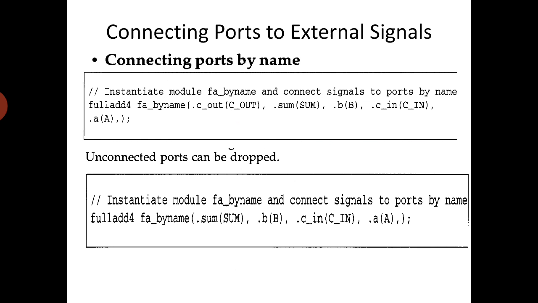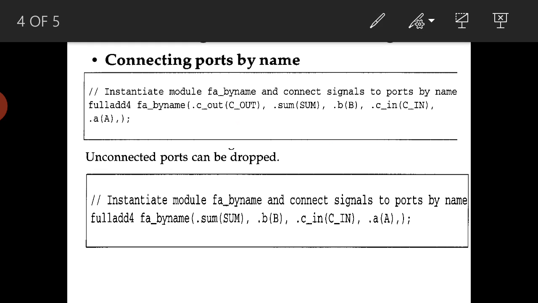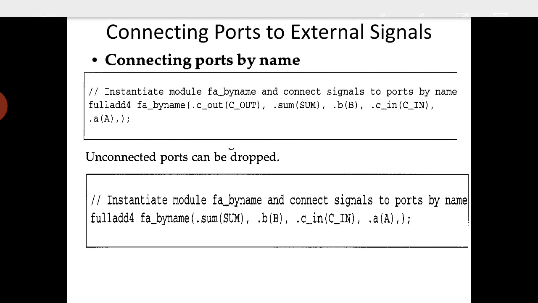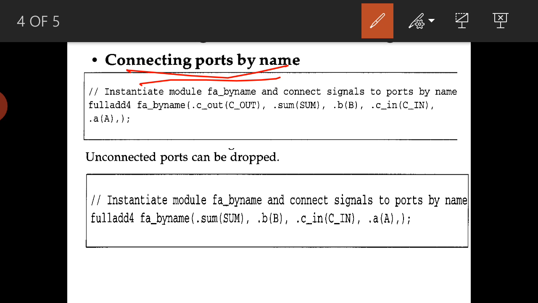The next one is connecting ports by name, the second method. In this case, while instantiating, the module name and instance name will be the same. It doesn't mean that we need to follow the order we have declared inside the module. Initially in the module we declared sum first, cout second, and A, B, cin. But here we can declare any order.